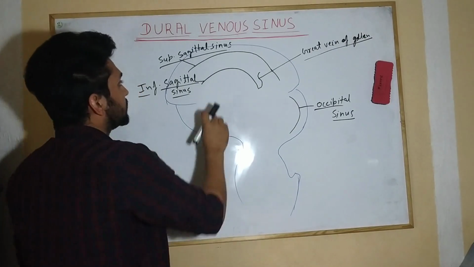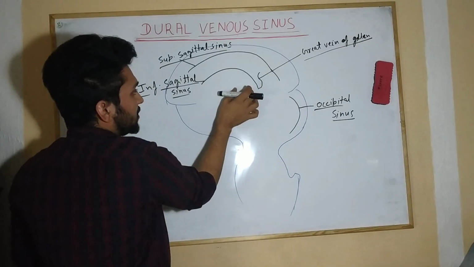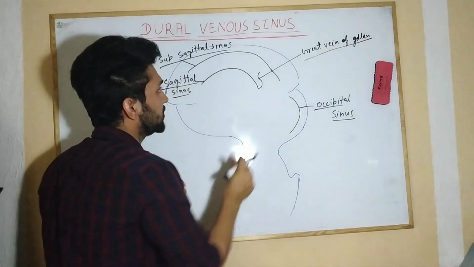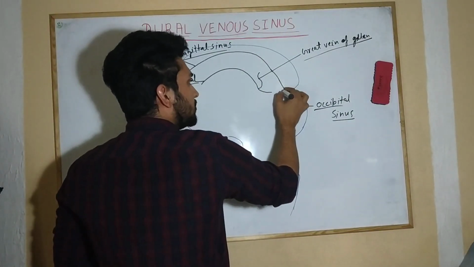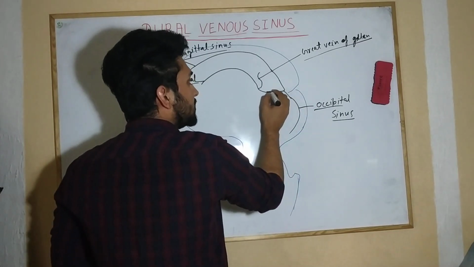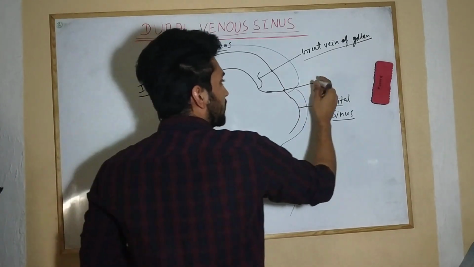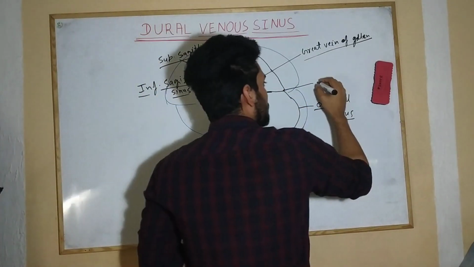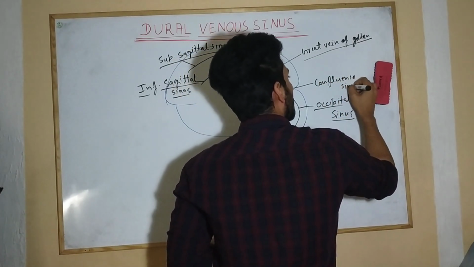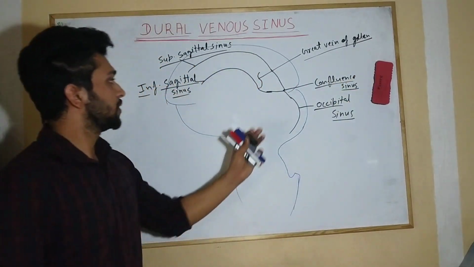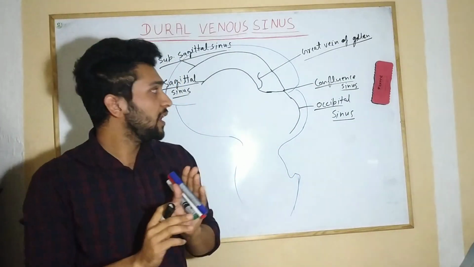So now you have seen, we have father and mother, and the son came. This is the inferior sagittal sinus, and he married a daughter. That daughter's name is Great Vein of Galen. Now they will meet together, and this part where they are meeting will be called the confluence of sinuses.